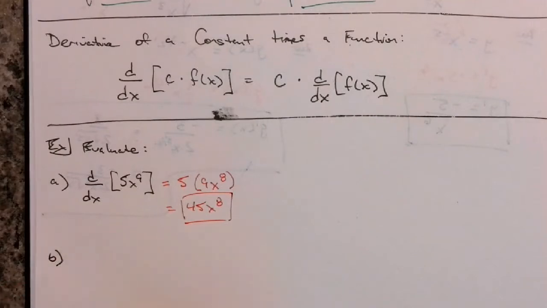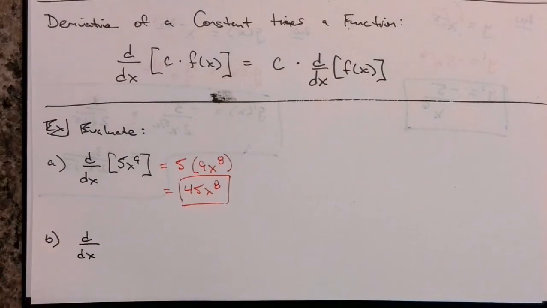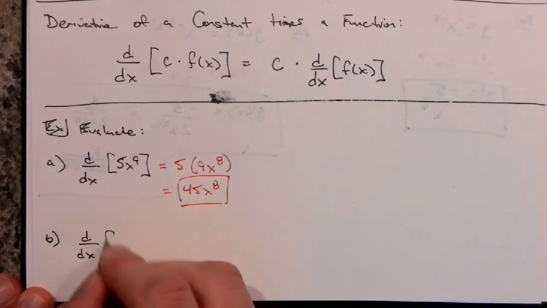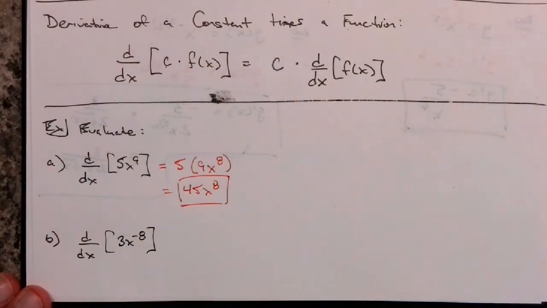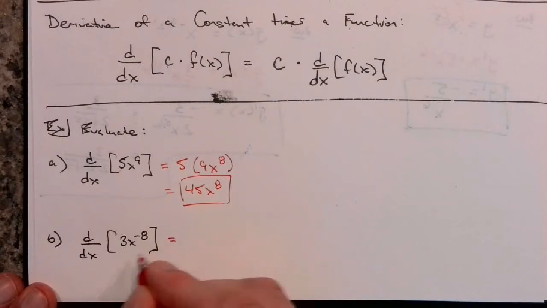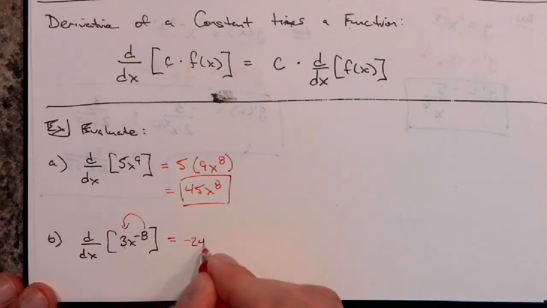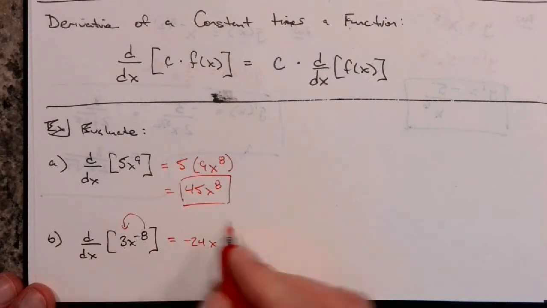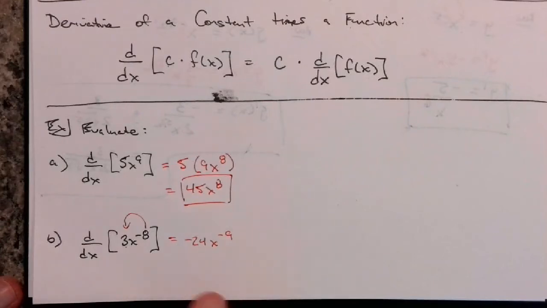If I wrote this one, take the derivative with respect to x for 3x to the negative 8. So what do we do with this? Well, it's the same idea, right? The constant 3 is in front of the function, so the 3 would stay in front, and then you're just going to take the derivative of the function piece. The derivative of the function would say, okay, bring the negative 8 down in front. So negative 8 times 3 gives us negative 24 times x to the negative 8 minus 1 would make this negative 9. And then if I asked you to simplify, you go further.